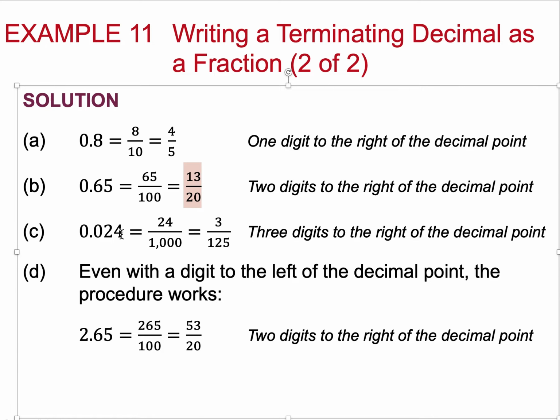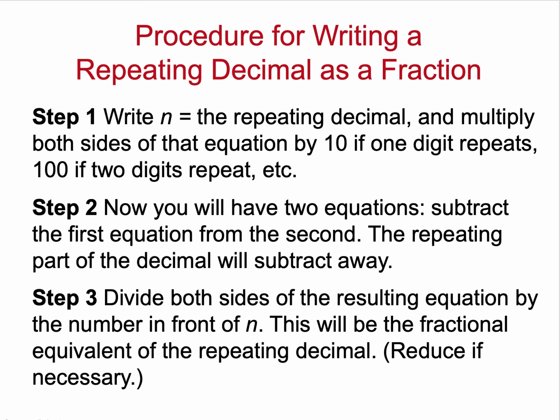Here, my last number is in the thousandths place. So I'm going to put that decimal of 24 over 1,000 and then reduce. So this is the process for being able to go from a decimal into a fraction.